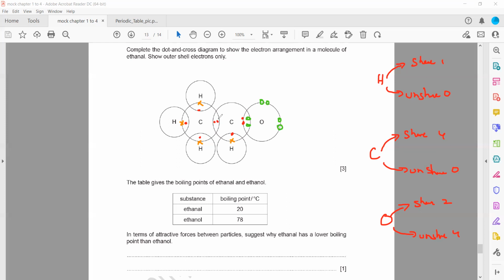So this is the structure of ethanol. Each carbon shares a total of 4, each hydrogen shares 1, and each oxygen shares 2. And the only element which has unshared electrons here is the oxygen. So when you draw it, this is always a dot and cross diagram, so you cannot use any other symbol. You cannot use a triangle or a circle. It is always a dot and cross, so either represented by a dot or a cross.